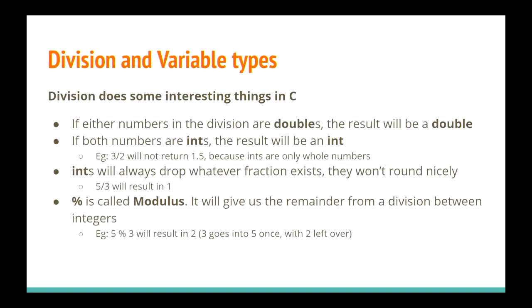If there's a double in the division anywhere, then your output's going to be a double. So if there is a floating point number, a fractional number, a real number, anywhere in the division, the output will also be the type double. If there's only integers in a division, the output will be an integer.